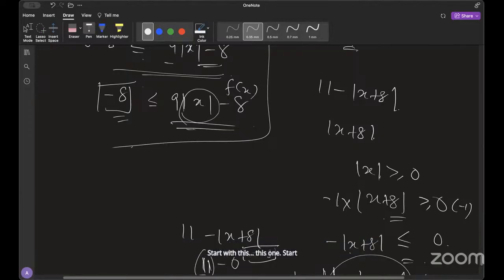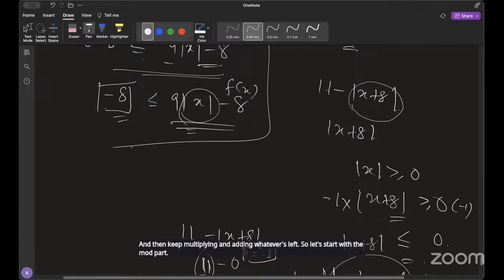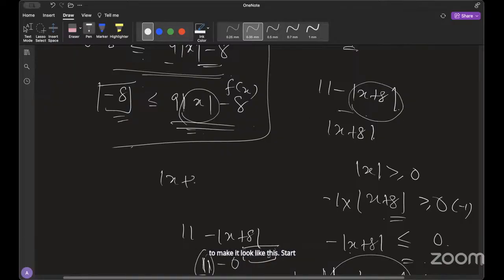Start with this one. Start with the mod part and then keep multiplying and adding whatever's left. So you start with the mod part and then you keep adding, multiplying to make it look like this. Start with this thing and try to make it look like this one.